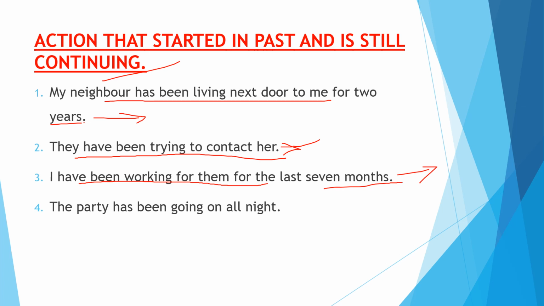The party has been going all night and the night is still not over. The party is still going on. This is how we talk about actions that started in the past and are still continuing in the present time.